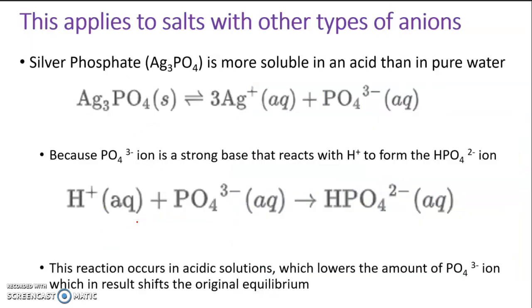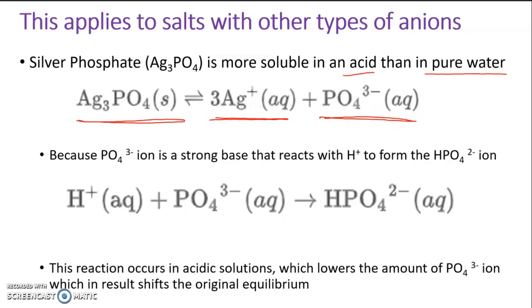Okay. So this applies to salts with other types of anions. This first example is silver phosphate. Silver phosphate, Ag3PO4, is more soluble in acid than in pure water. So let's look at what silver phosphate will break down to form: 3 silver ions and a phosphate ion.